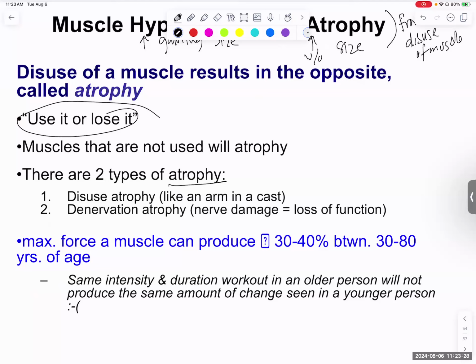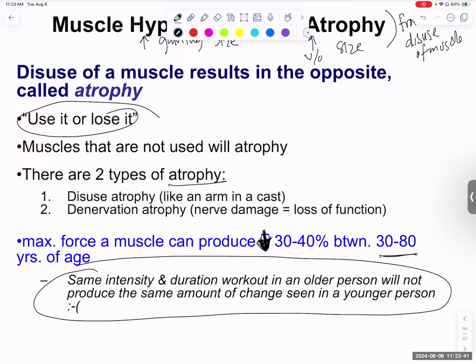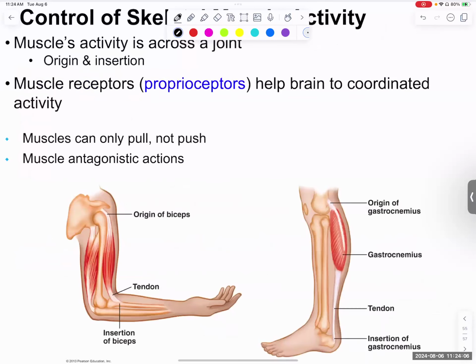The max amount of force you can produce is going to decline 30 to 40% between the ages of 30 to 80. That means you can work out at the same intensity and duration, but it's not going to produce the same effects because we're losing our ability, we're losing our myofibrils. So we have to work harder to just keep the same number of myofibrils and all those training adaptations, which is not great.